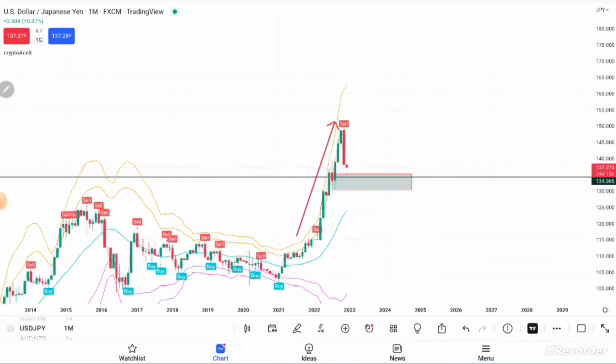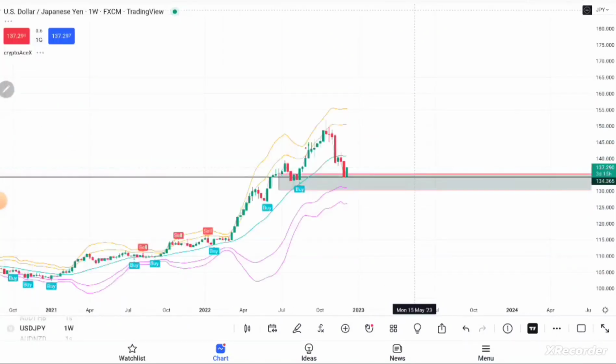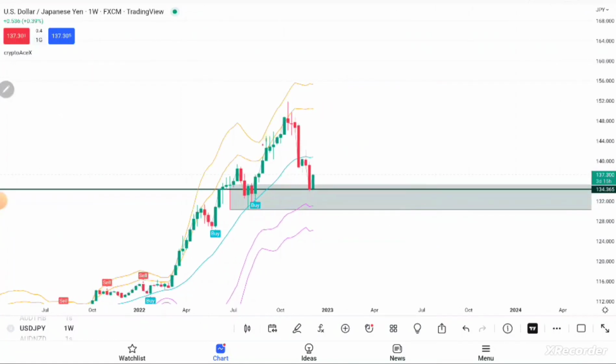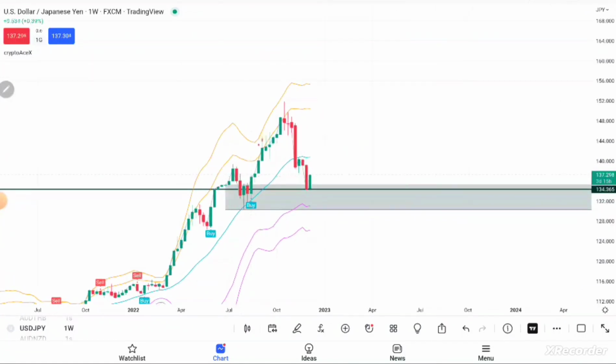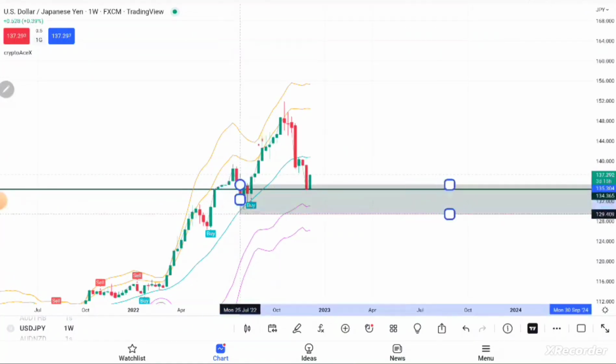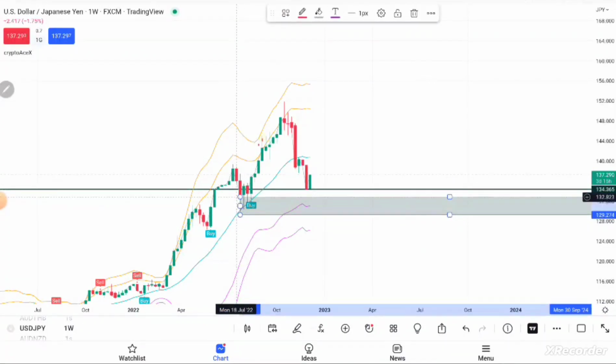This is the kind of area you want to be looking for in the chart. We'll zoom into the weekly, and you can see it a lot more clearly on the weekly chart. This is the area that we're kind of looking at here.